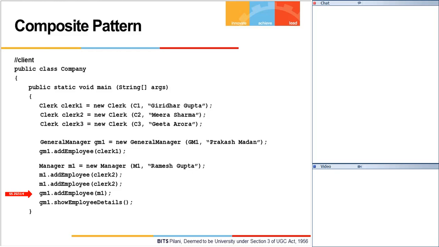So you have the entire hierarchy created, the entire composite tree created, and then you can invoke general manager dot show employee details, right? So iteratively it will access and display the details of all the composite objects as well, right? You can even invoke M1 dot show employee details, so it will display the details of M1 and the ones that it is composed of. You can even invoke clerk 1 dot show employee details. You can even invoke clerk 2 dot show employee details, right? So the same interface can be used on the composite object as well as on the atomic objects. Although the atomic objects are joined together to form the composite objects, all of them together can be accessed using the same interface.